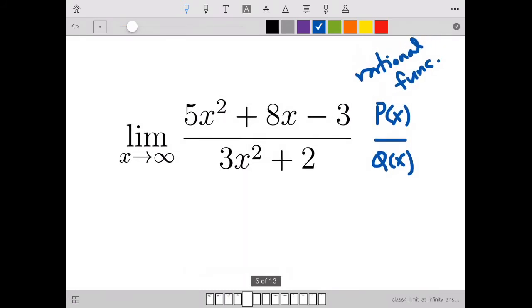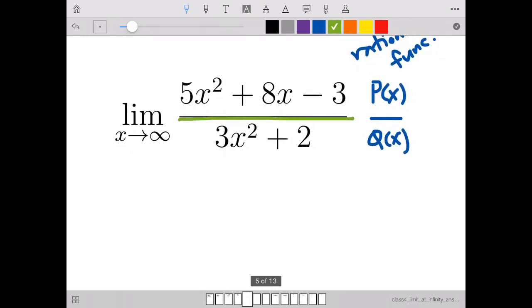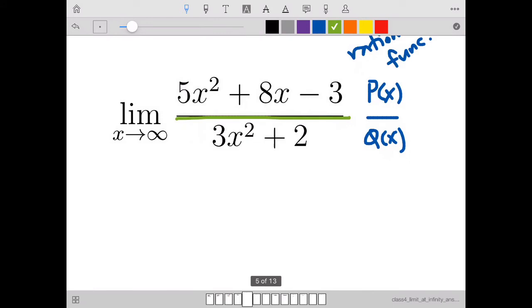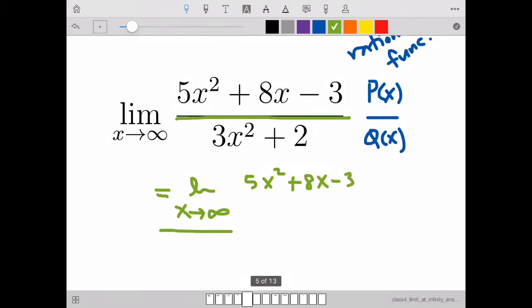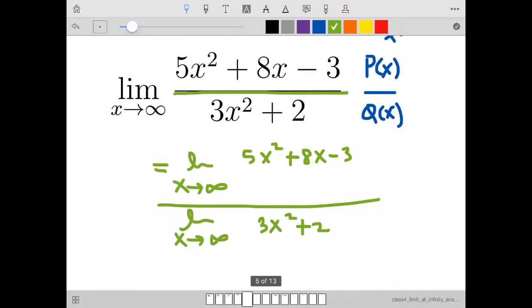So we have a quotient. Limit of quotient is quotient of the limits. That was the limit law. So this is equal to limit x approaches infinity 5x squared plus 8x minus 3 over limit x approaches infinity 3x squared plus 2 by limit law, right?